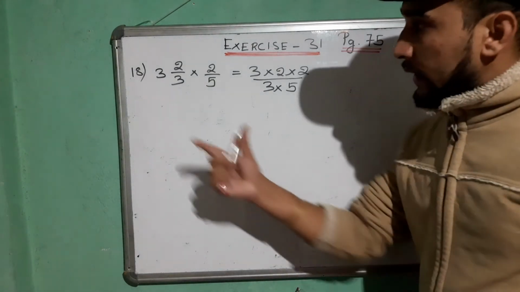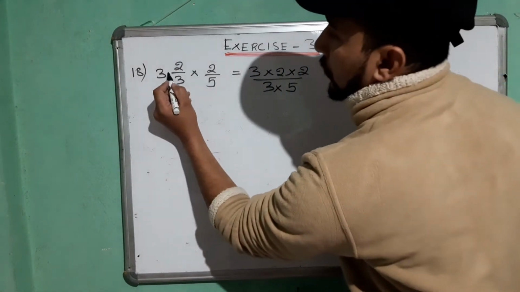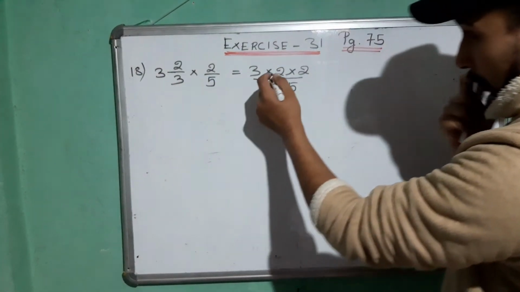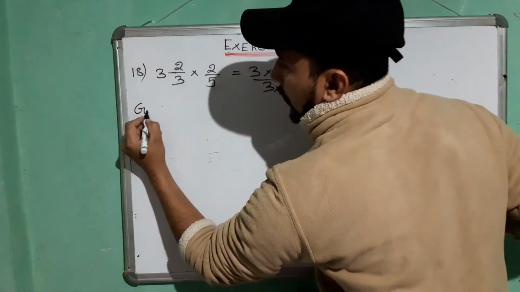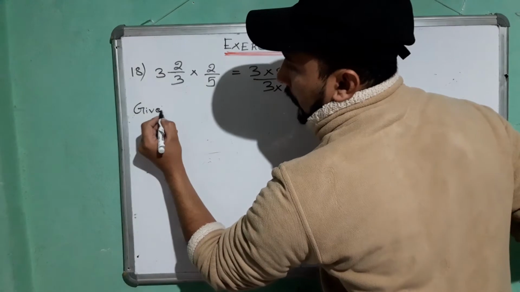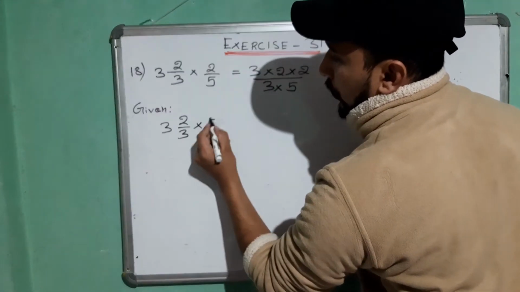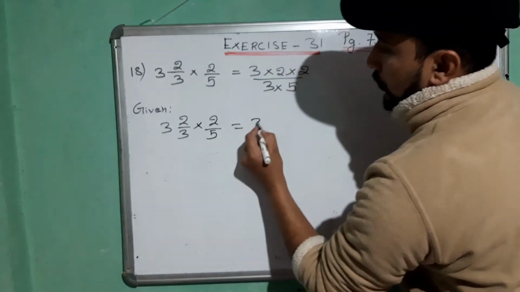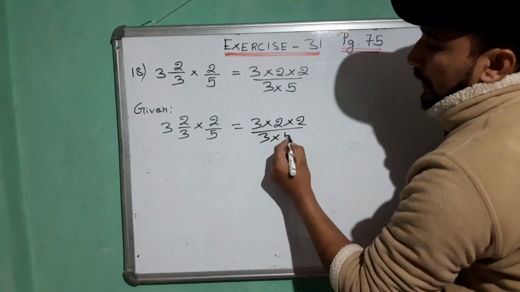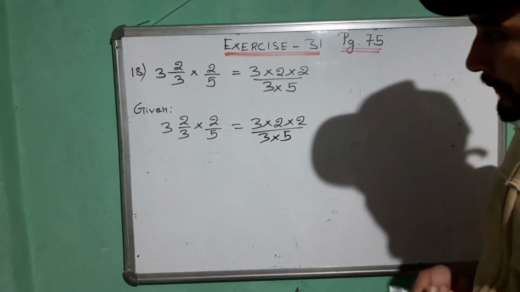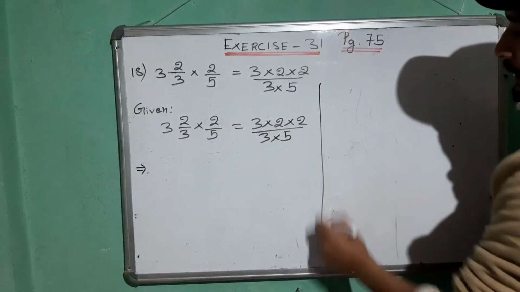Okay, now next question number 18. 3 2 by 3 into 2 by 5 equals 3 into 2 into 2 divided by 3 into 5. So copy the same thing first, given 3 2 by 3 into 2 upon 5 is equal to 3 into 2 into 2 upon 3 into 5. This implies you convert this one in the rough column.